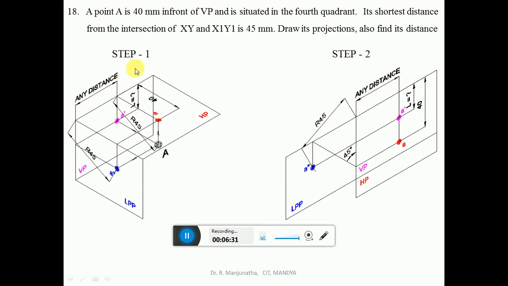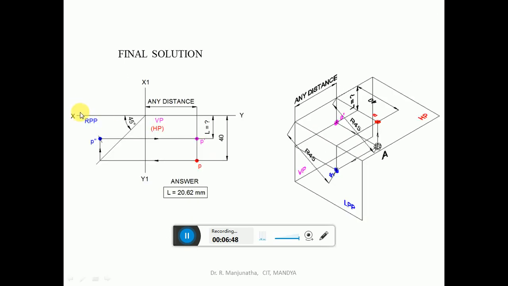So this is how we will be able to analyze the problem in 3 dimensions, and also when the horizontal and the left profile plane are rotated. Now we will go on to solve the problem using the manual sketch in the sketchbook. So here, first we are going to draw an xy line and an x1y1 line and mark VP, HP and LPP as shown. This is written as RPP again, it should be LPP.